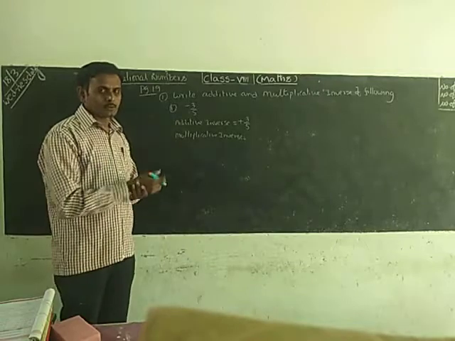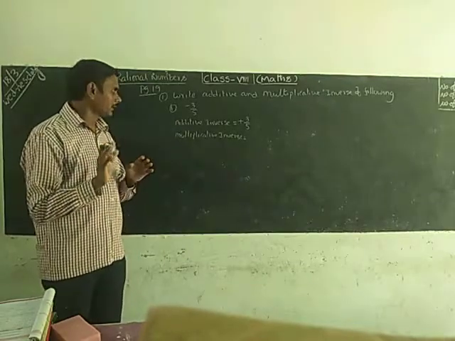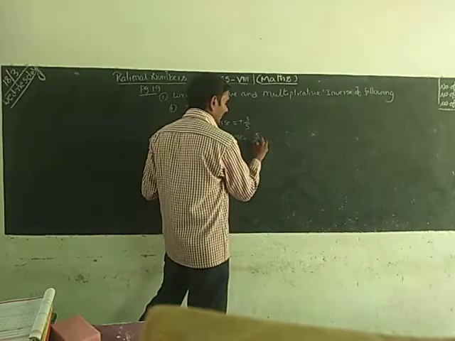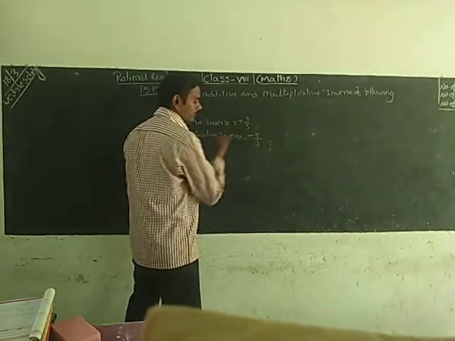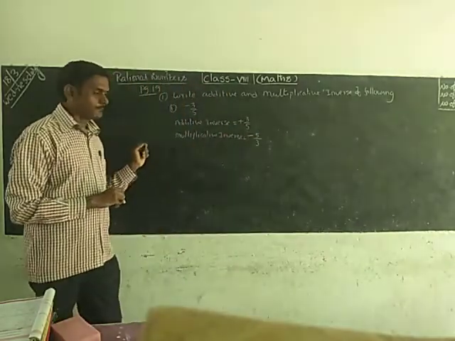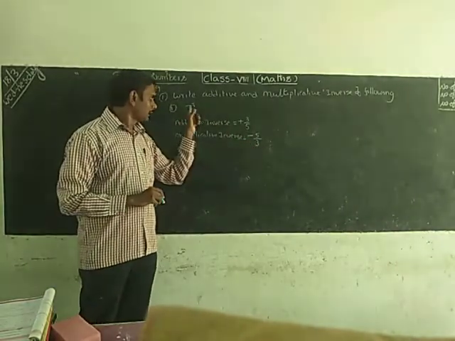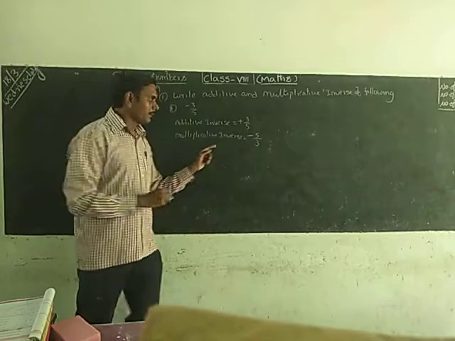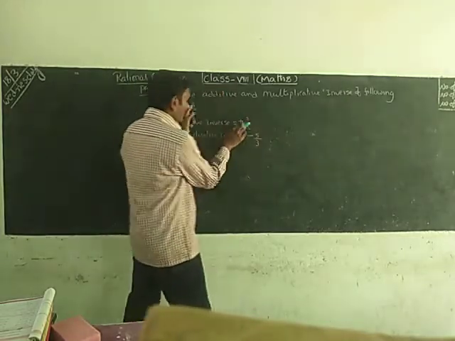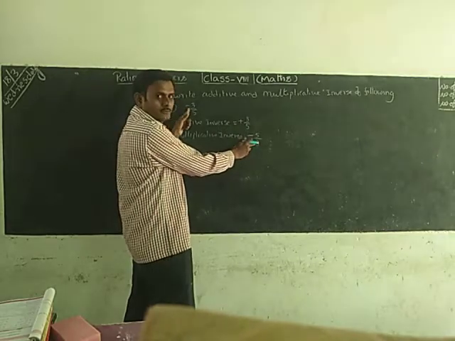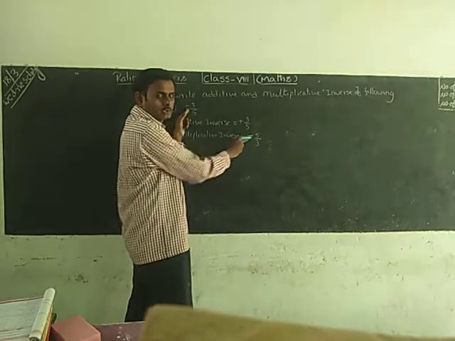The reciprocal of 3 by 5, no need to hurry, just reverse the fraction: 5 by 3. What is the sign here? Write the same sign, don't change the sign. The reciprocal of 3 by 5 is 5 by 3. That means if you add the additive inverses, you will get the solution 0. If you multiply the reciprocals, you will get the solution 1.